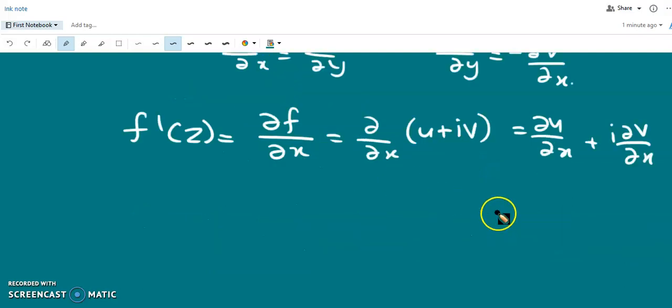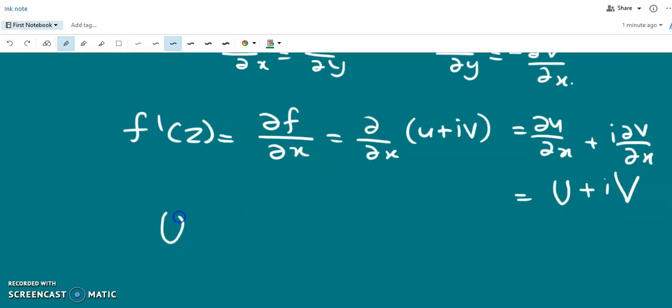So dou u by dou x is the real part of f dash of z. Let us call it capital U. And the imaginary part is dou v by dou x. So we can call it capital V. Now we have to prove that capital U plus i capital V is also analytic, or capital U and capital V should also obey the Cauchy-Riemann condition.